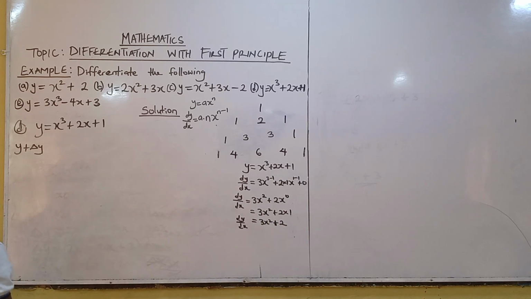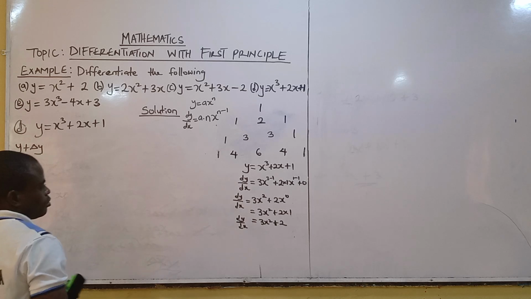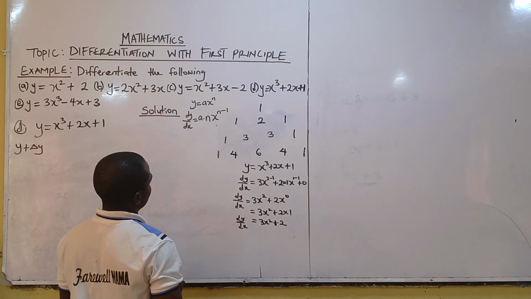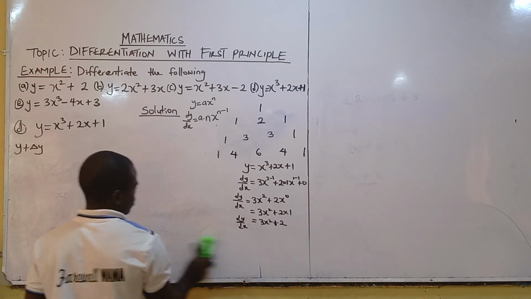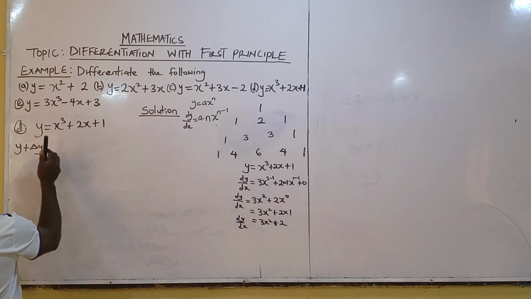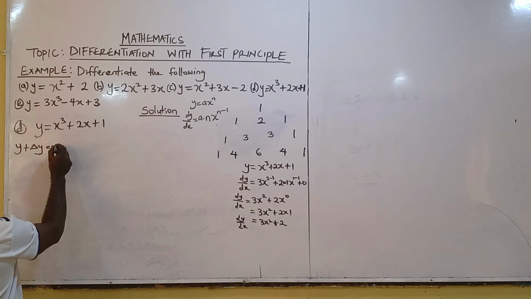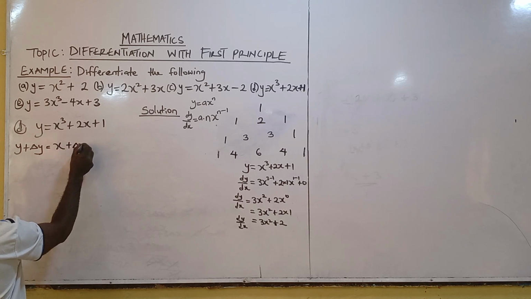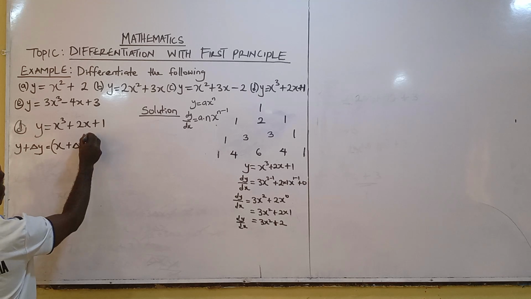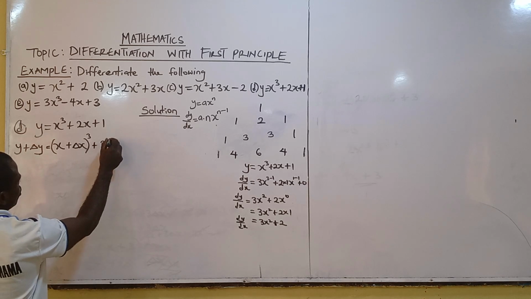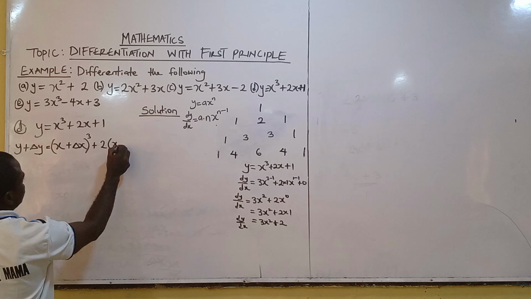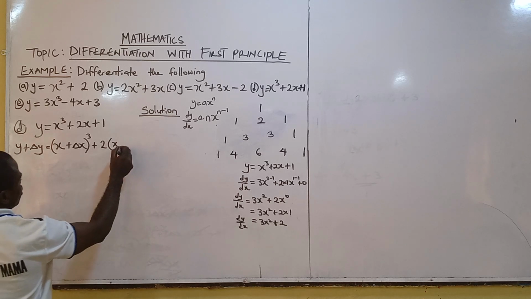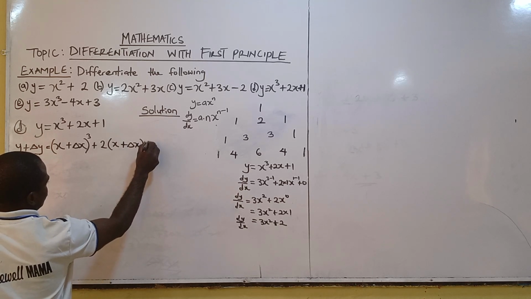Now, when you do your differentiation, if you don't get 3x squared plus 2, it means that you are wrong. Now, y plus dy equals x plus dx, close the bracket, cube it, plus 2 into x plus dx, plus 1.